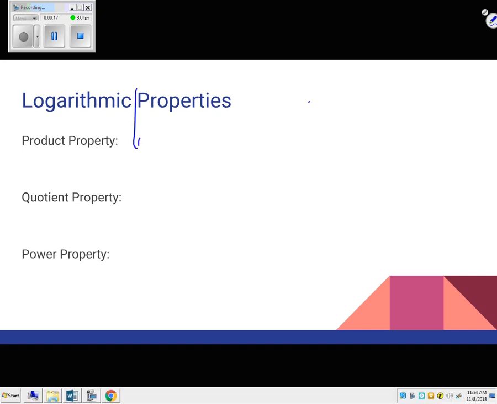Okay, product property says that if you have log, the whole long L thing, of two things being multiplied together, two factors, you can just simply take log base A of the first factor and log base A of the second factor, as long as you put a plus sign in between them. That's going to make the quotient property flow a little bit better.